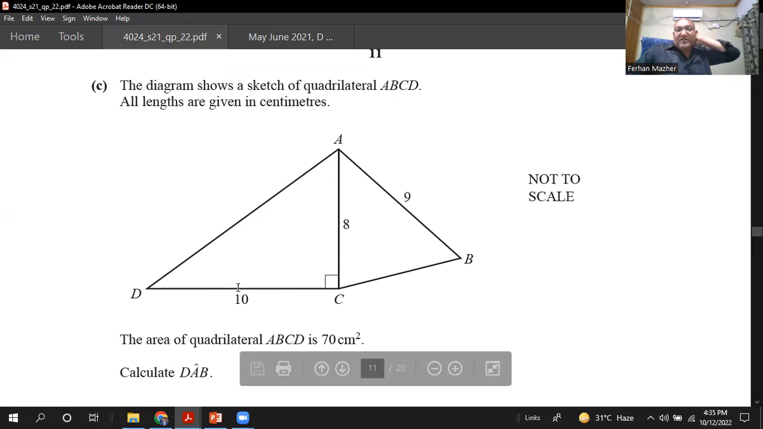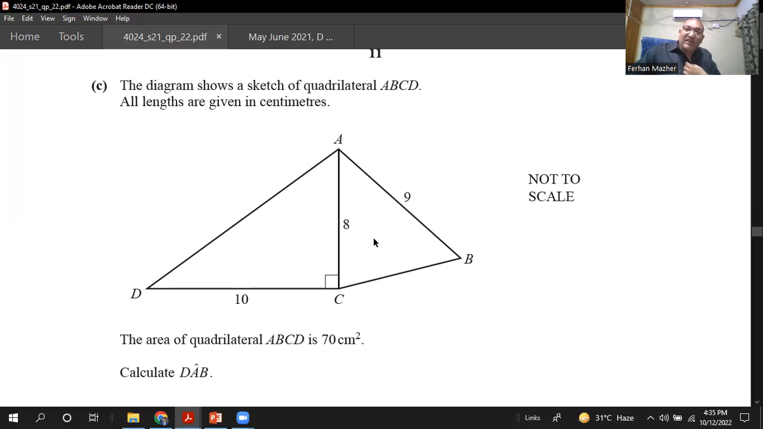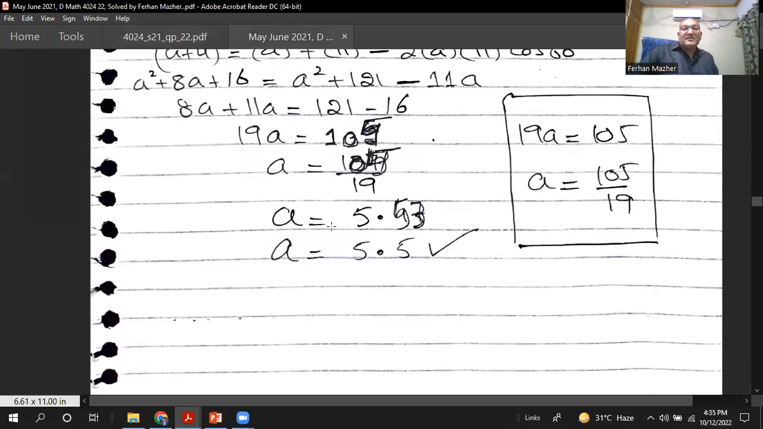I can very easily find out this angle by applying the tan on this right angle triangle. I know the area of the whole thing. I can find the area of this triangle from the 70. I will subtract the area of this thing, and I will be able to find out the area of this. So once I know the area of the triangle ABC, I can find this angle using the 1 by 2 AB sine theta formula. Once I know this angle, I know this angle. I will add these two angles, and that will give me the angle DAB. Let me show you how I have done this.